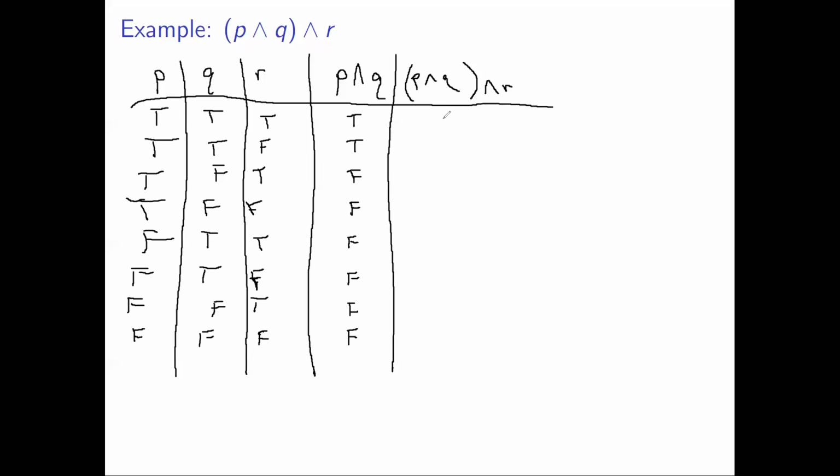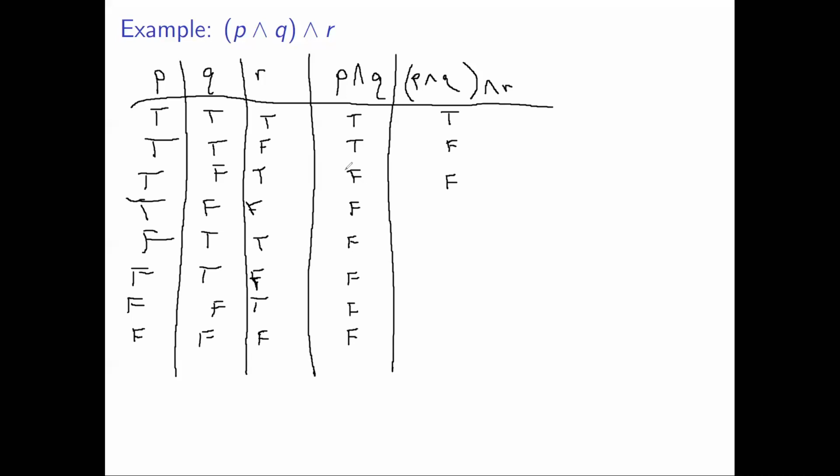And now we can do that final column, the conjunction for all three. In the first row, the conjunction P and Q is true, and R is also true. So the conjunction P and Q and R is going to be true. Second row, the conjunction P and Q is true, but R is false. So the conjunction P and Q and R is false. Third row, the conjunction P and Q is false, and R is true, but the conjunction P and Q and R is false, because they both have to be true for the conjunction to be true.